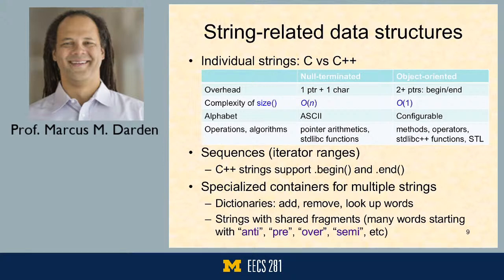So as we look at sequences, we think of them really as things that I can iterate through. So a sequence in the STL's terms is really just an iterator range. I need a begin and an end. And C++ strings support both begin and end as members, and they also support standard begin and standard end if I wanted to call those as well.